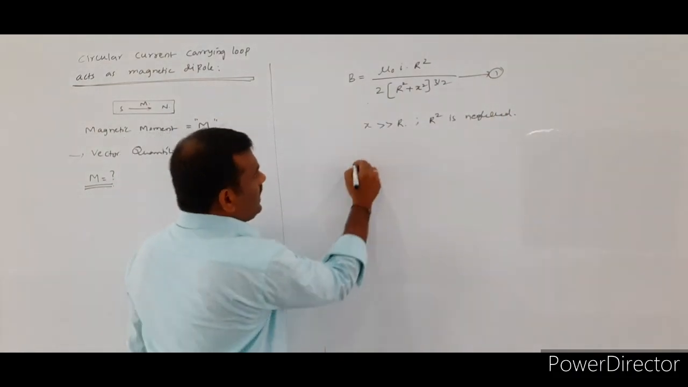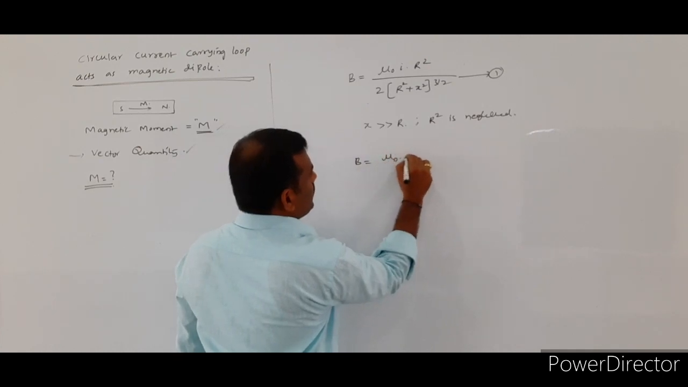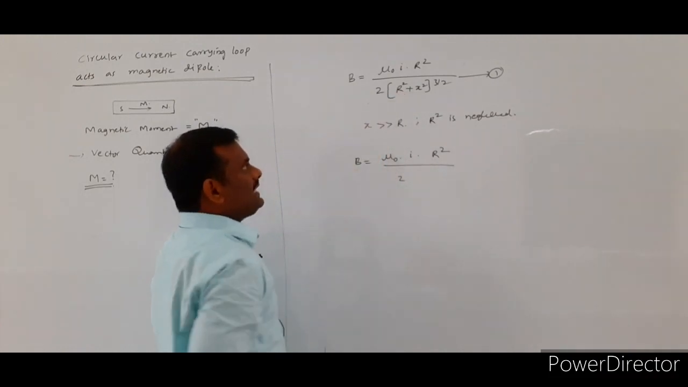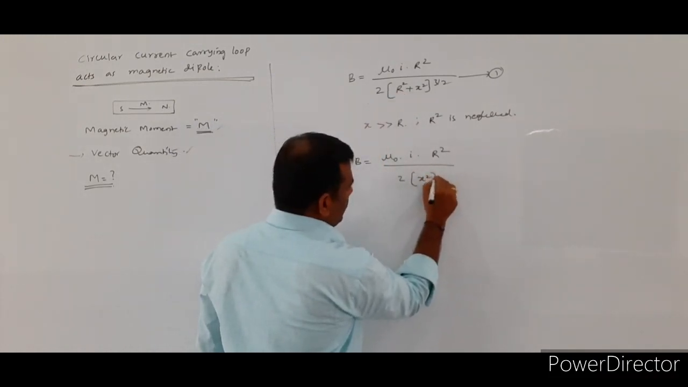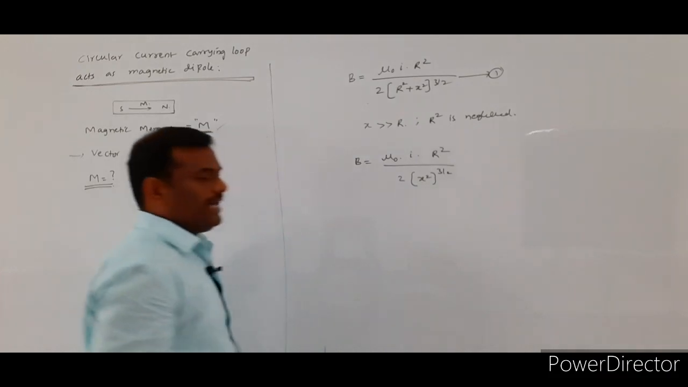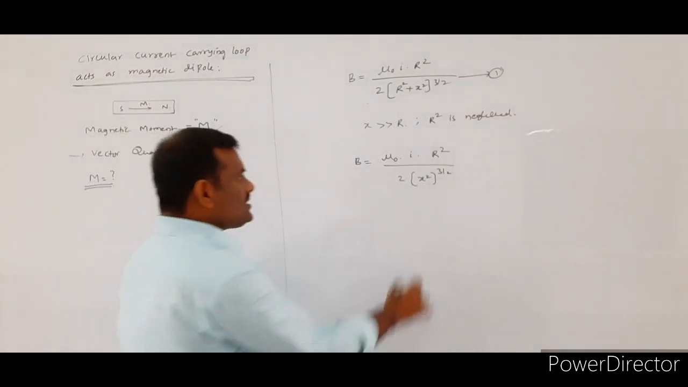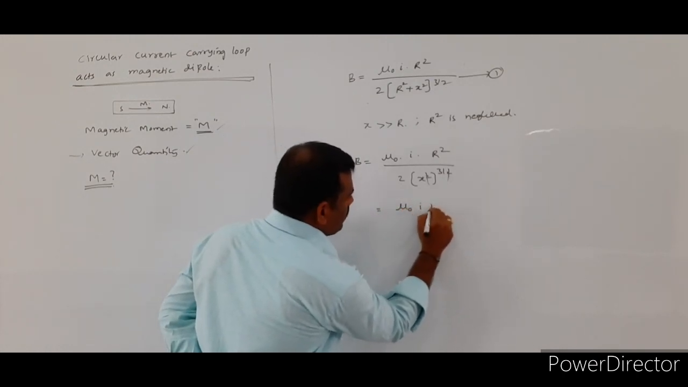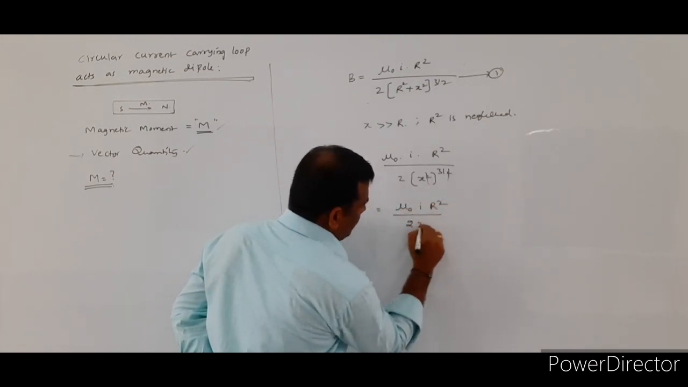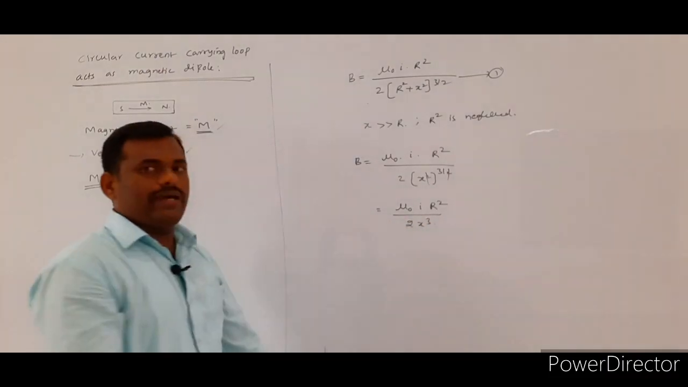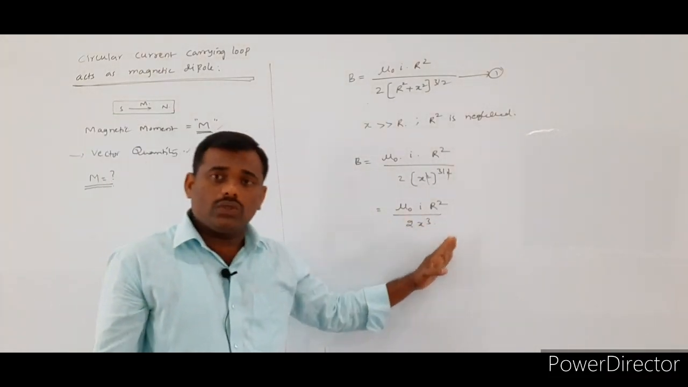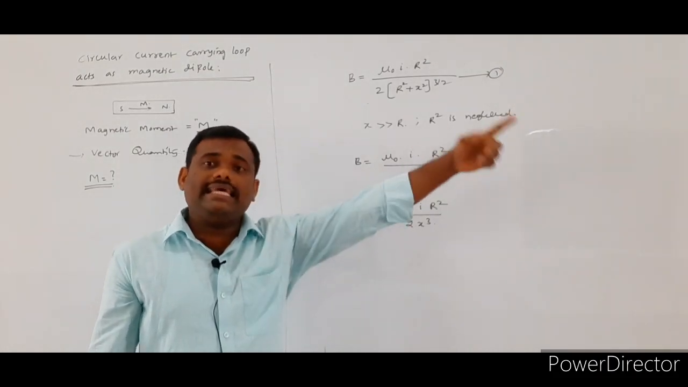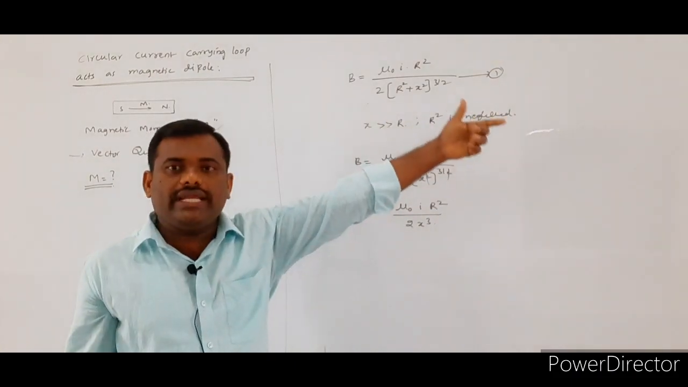Now, the resultant equation becomes mu naught into I into R square by 2 into, with the R square term neglected, X square whole power 3 by 2, that is X cube. So this value is equal to mu naught into I into R square by 2 into X cube. This is indicating the magnetic field intensity on the axial line whenever X is much greater than R.